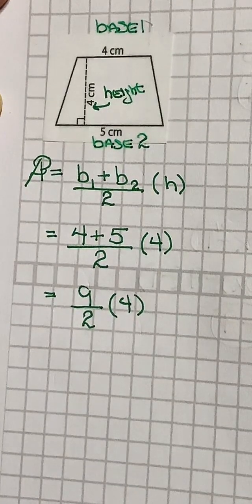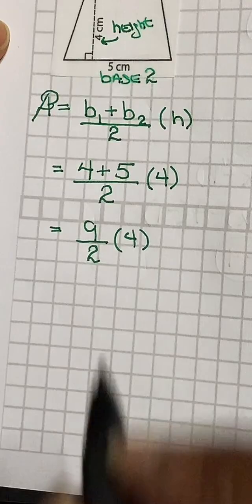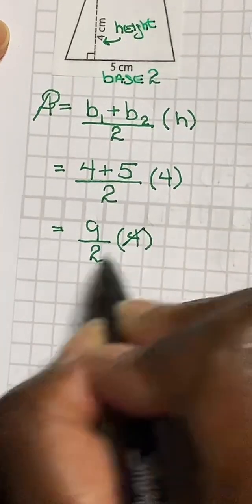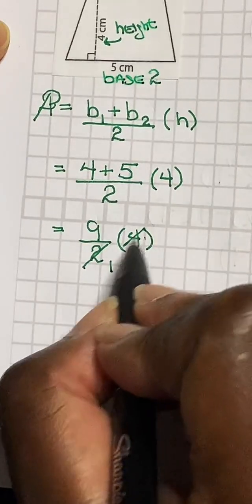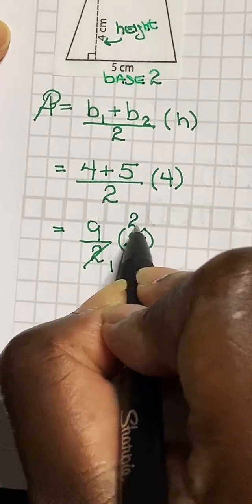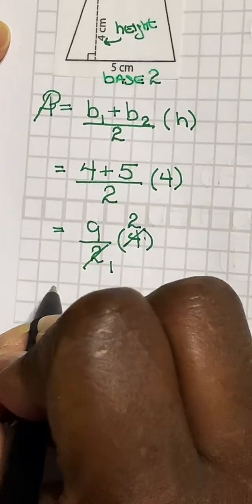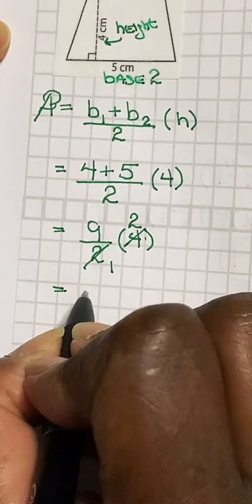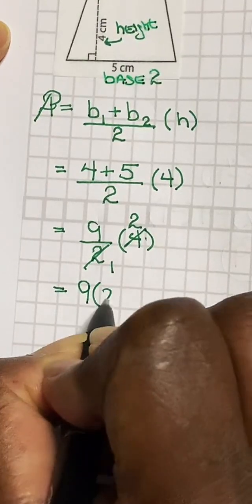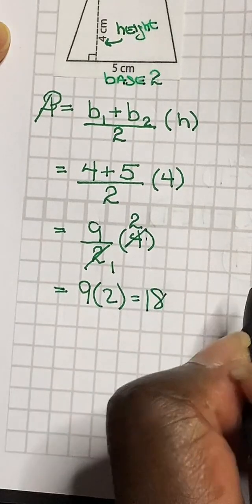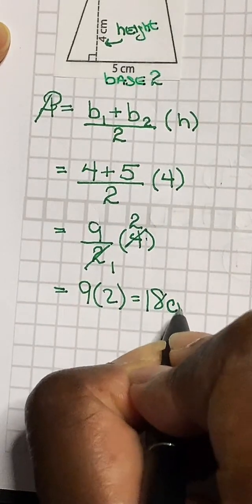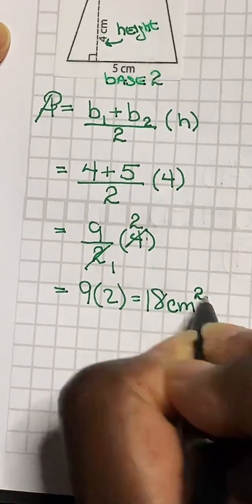If you don't want to work with larger numbers, you can simplify that 4 in this 2. That 2 will be a 1. 4 divided by 2, that will give me 2. And then what's left over is 9 times 2, which is 18. Now this is area, so it'll be 18 squared centimeters.